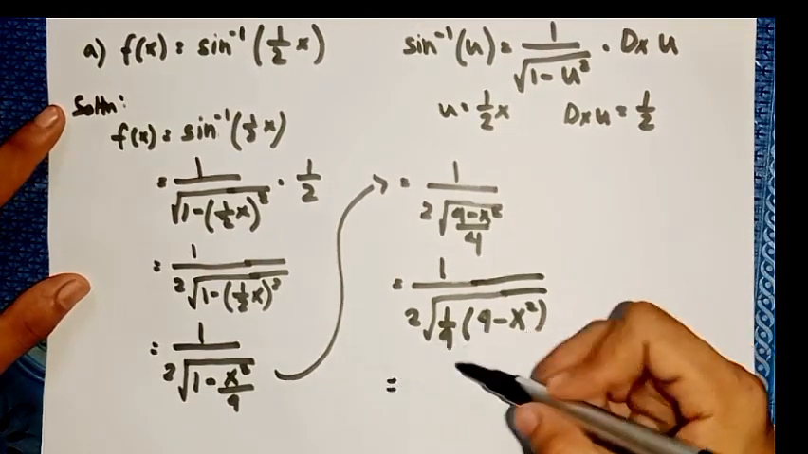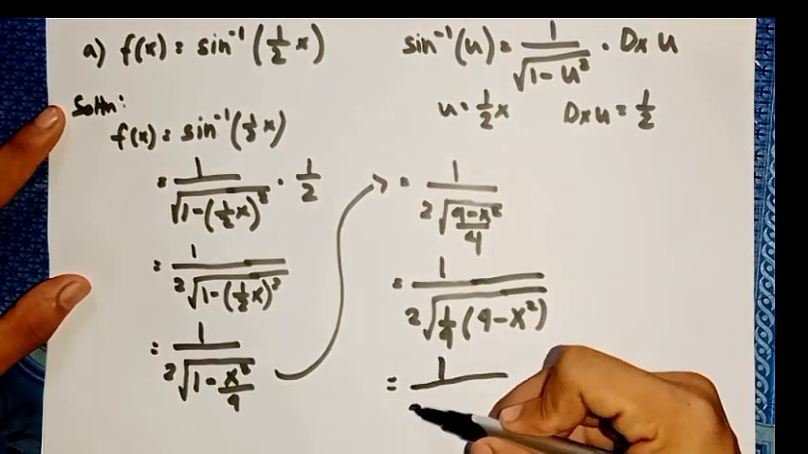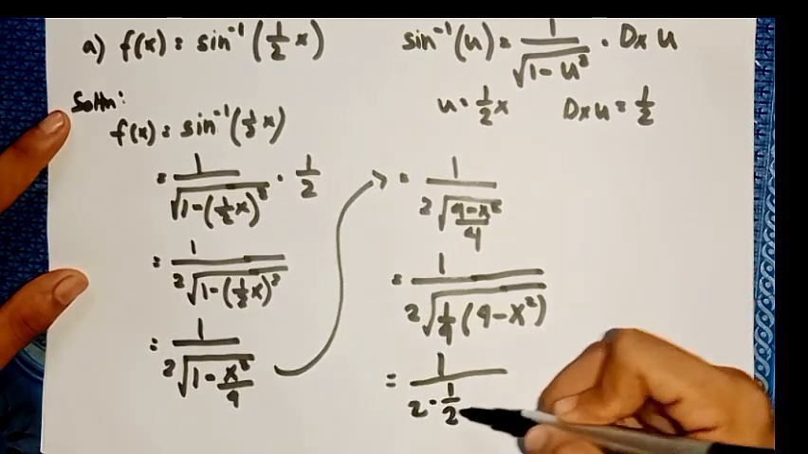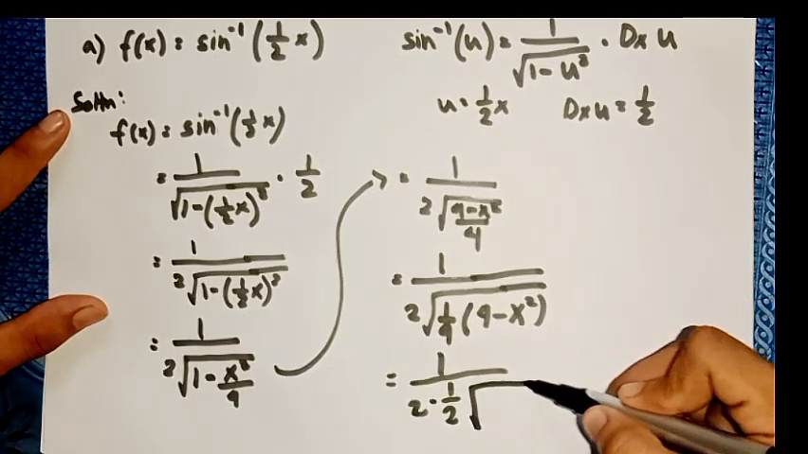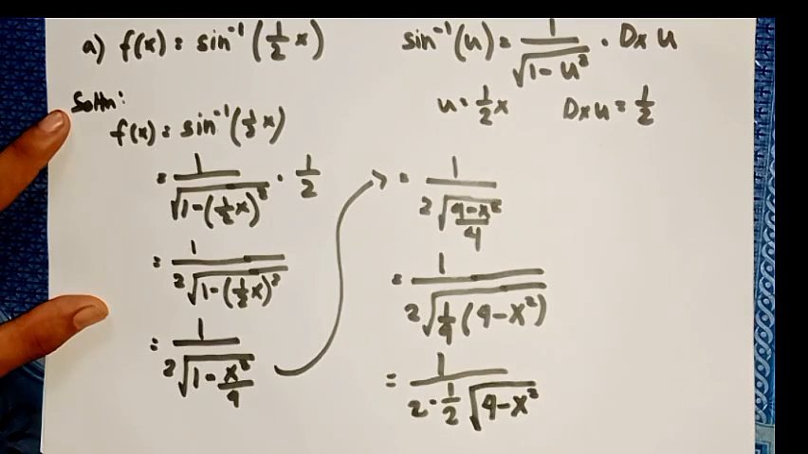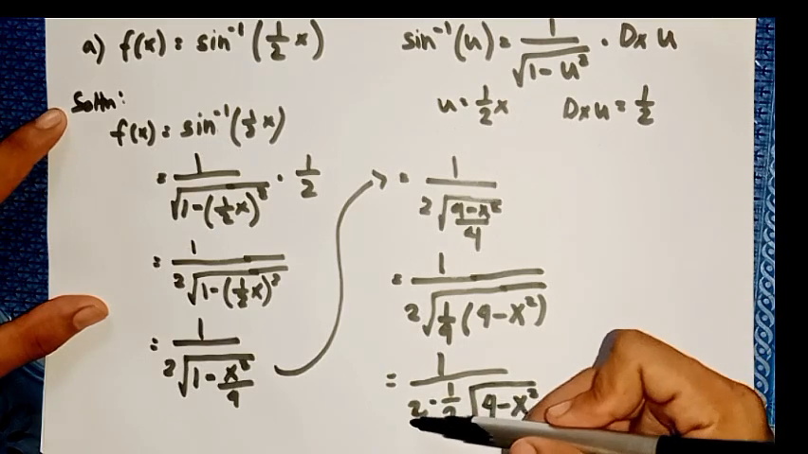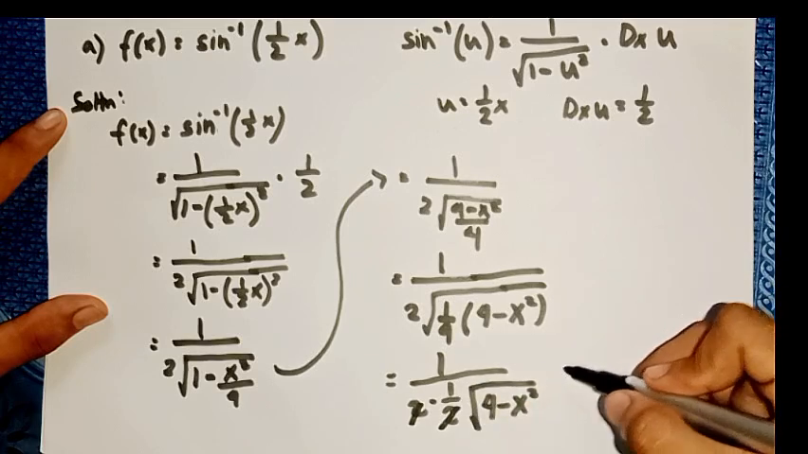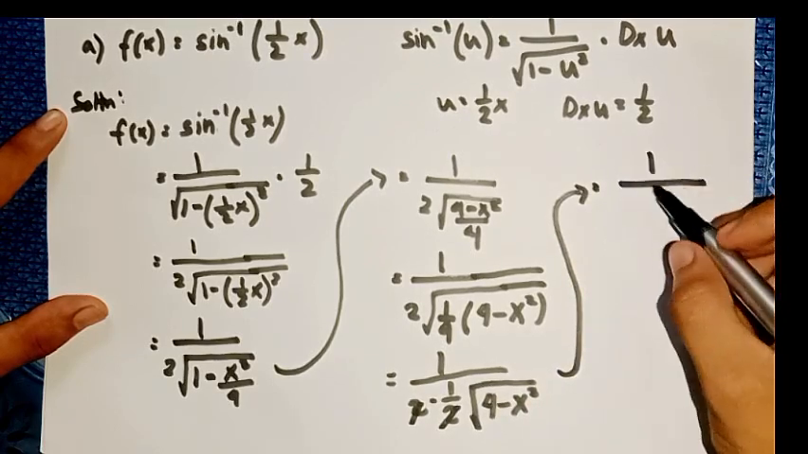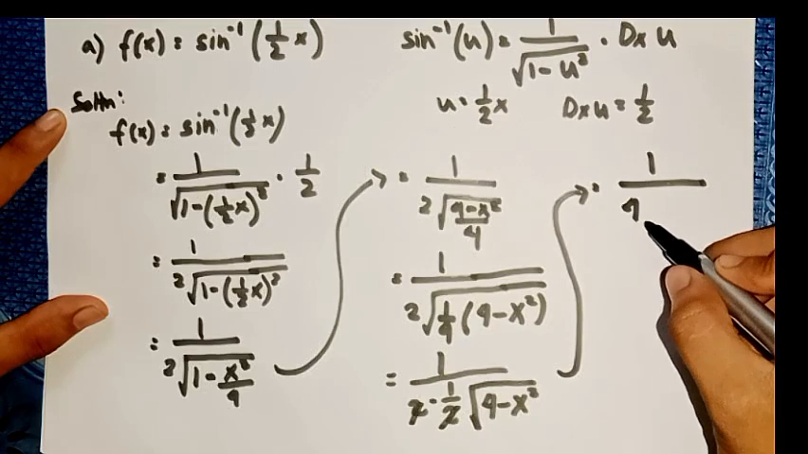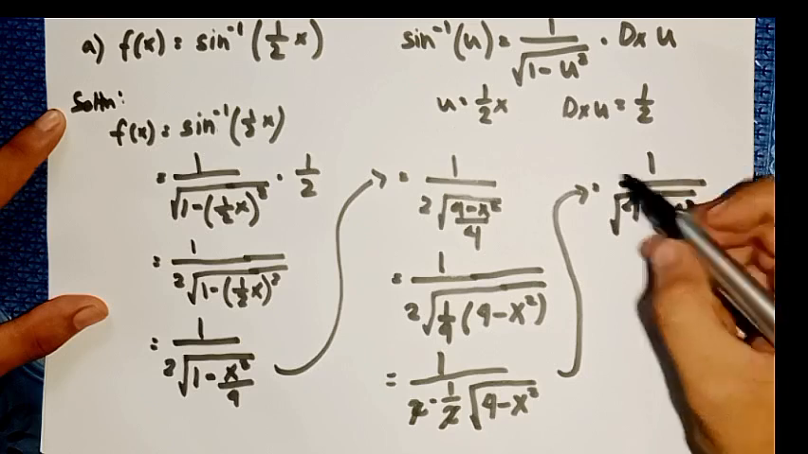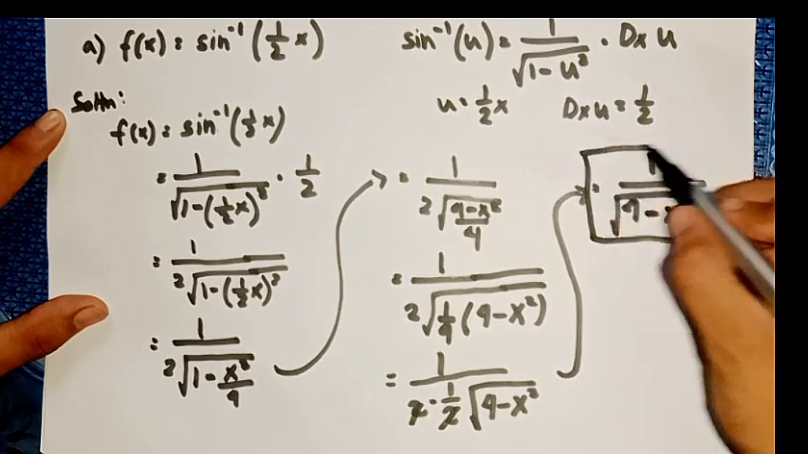Next, apply the square root. 1 over 2 square root of 1/4 is equal to 1 half. Square root, copy the 4 minus x squared. We know that 2 times 1 half is equal to 1. So our final answer is 1 over the square root of 4 minus x squared. This is now our final answer.